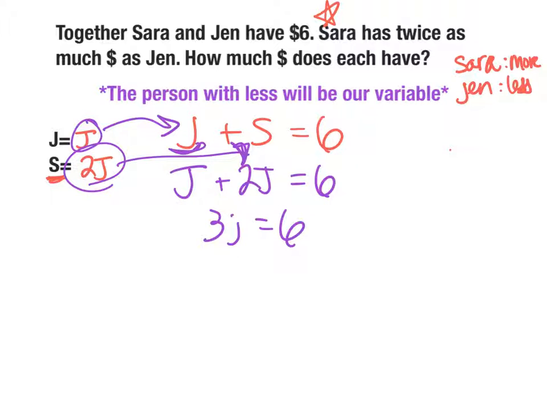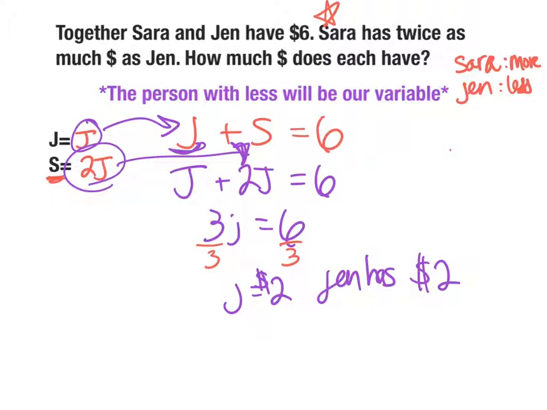And what's my last step to get Jen alone? $2. So Jen has $2. So what does Sarah have? Double. Plug it back in. 2 times J. 2 times Jen. Jen has 2 bucks. Plus 2 times 2. 4.